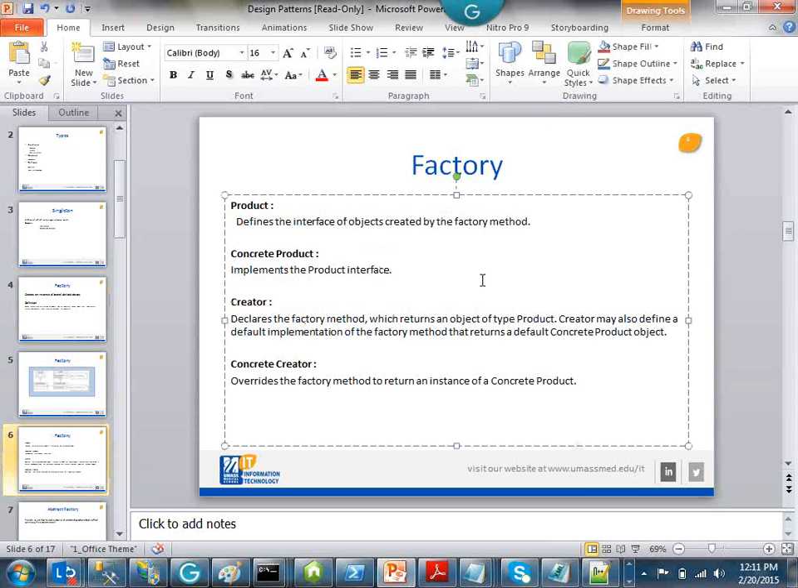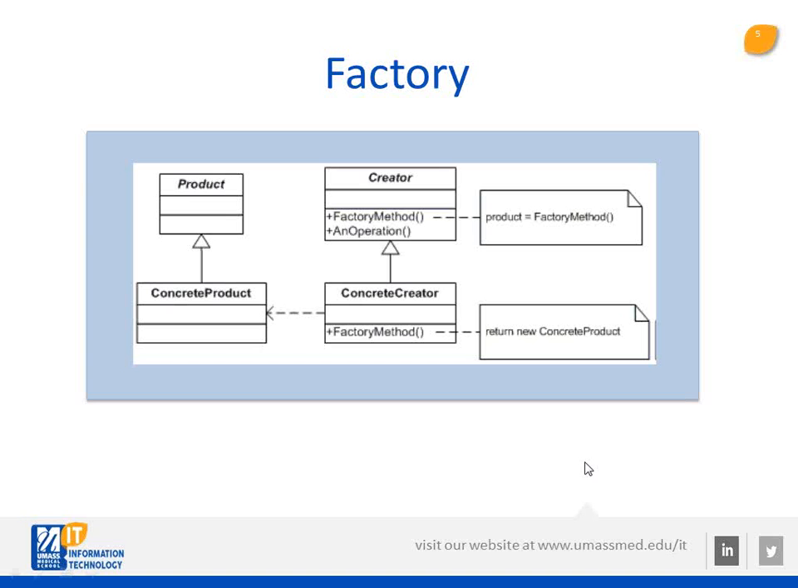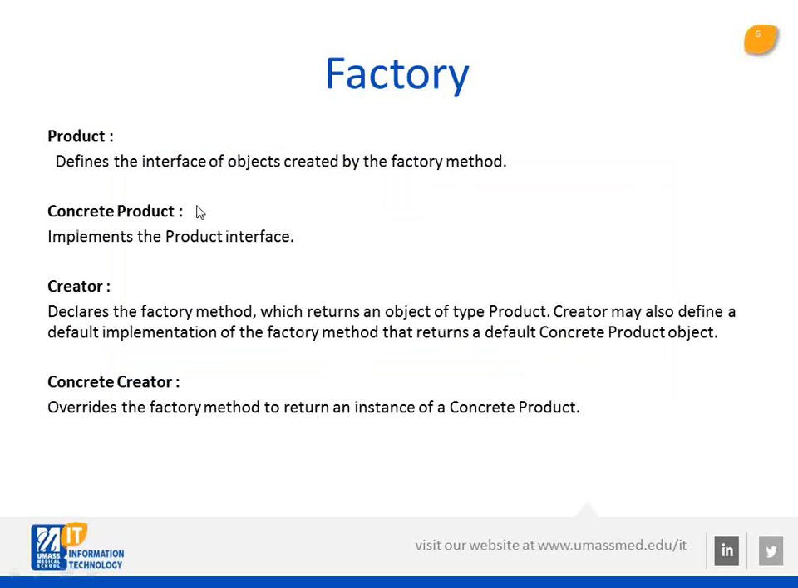So right now I took this piece from the document. This is just a UML diagram of the factory class. So this is my product class, where it is going to define all my interfaces that are going to return that product class from the creator.